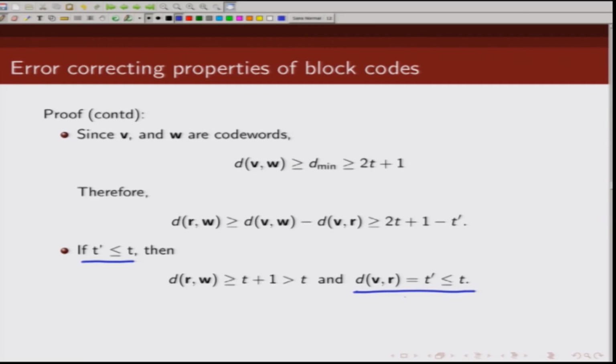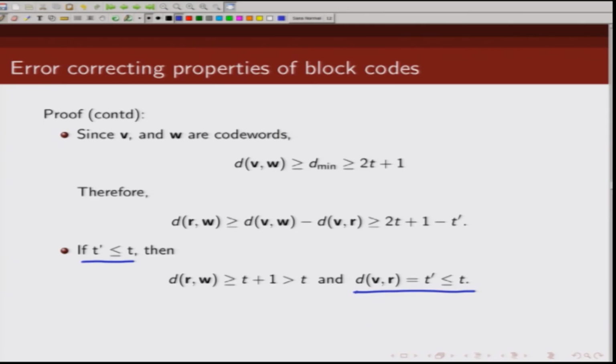What does it mean? It means that the received code word is closer to v than any other code word w. So, what will your maximum likelihood decoder for binary symmetric channel decide in favor of? It will decide in favor of v. So, you will correctly decode this received sequence to be v, and this was our transmitted code word. So, you will not make an error.